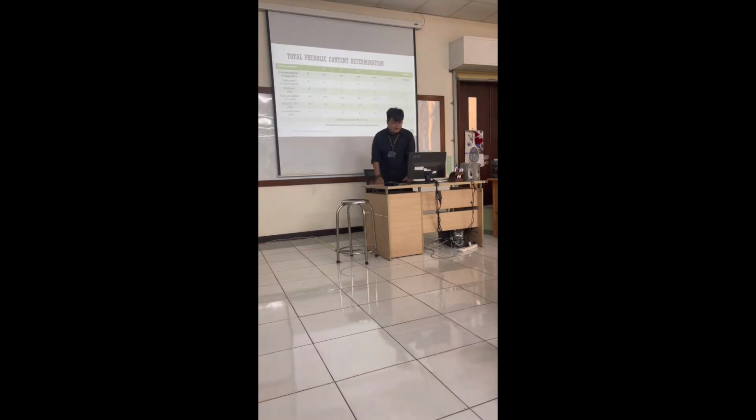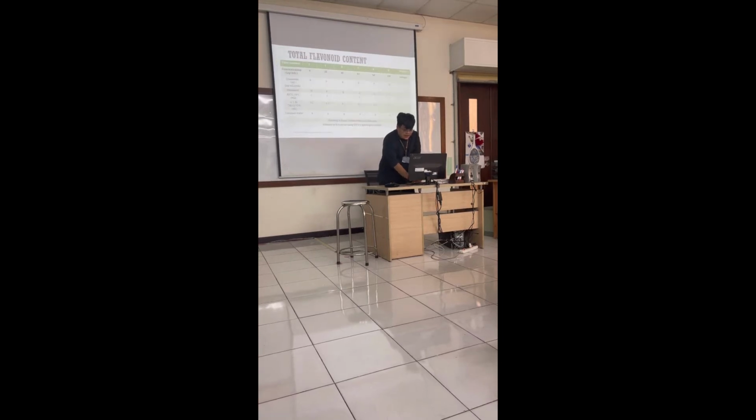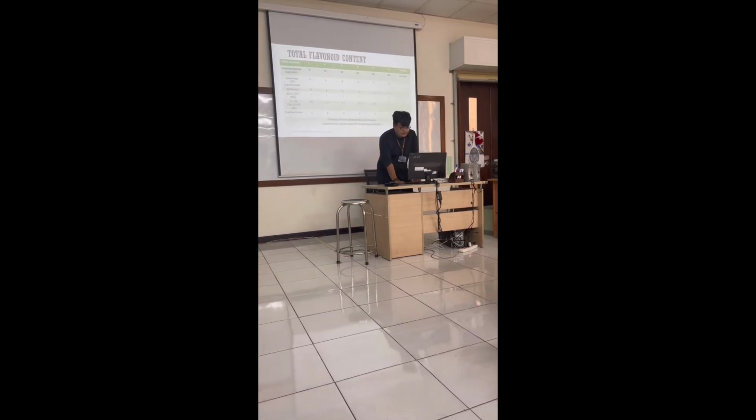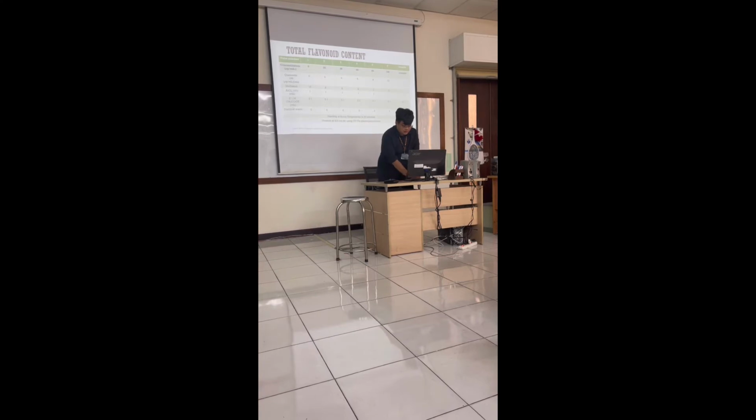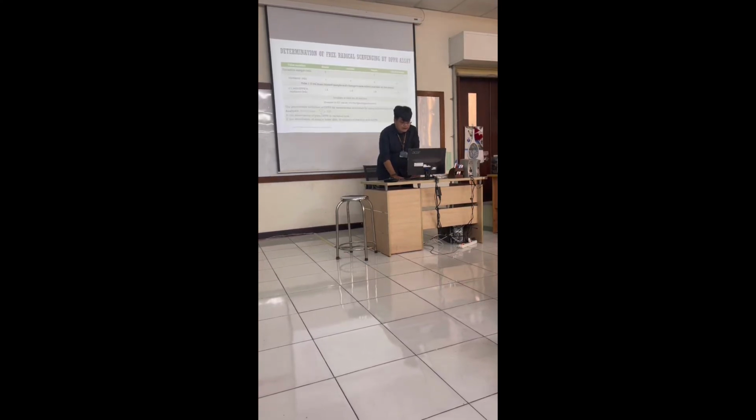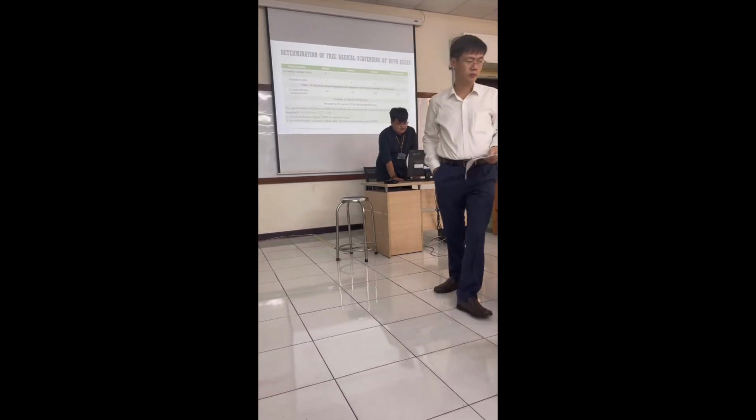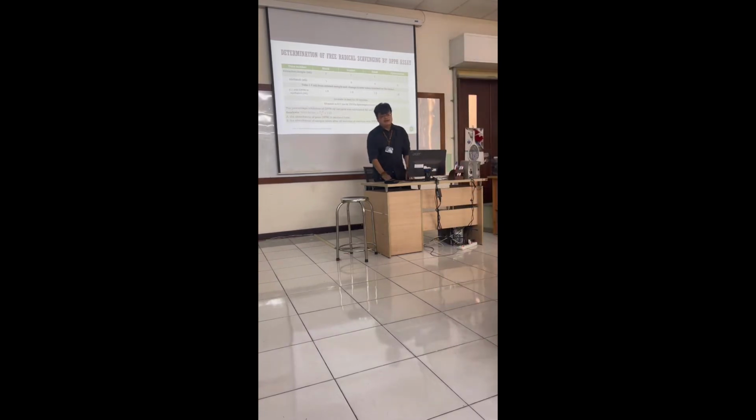And this is how I perform the total phenolic compound determination by using the Folin-Ciocalteu method. I also determine the flavonoid content by using the standard curve with quercetin and the aluminum colorimetric method. And finally, this is how I do the determination of free radical scavenging by using the DPPH assay.